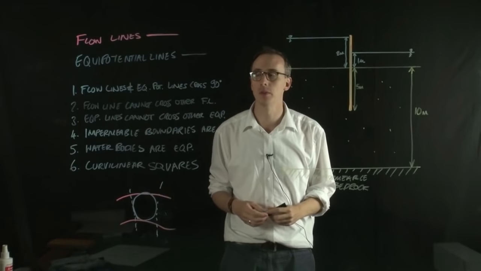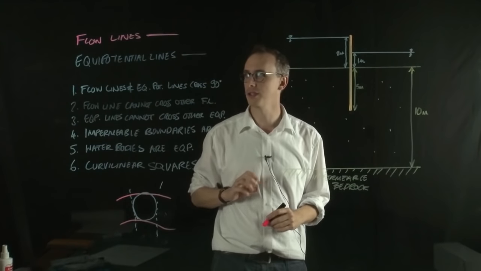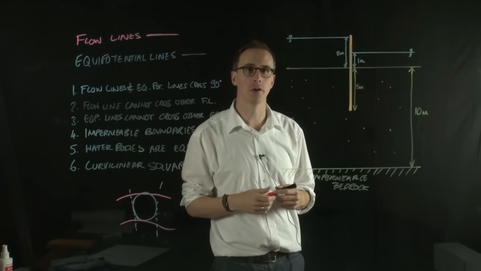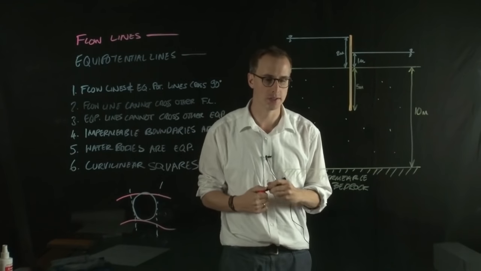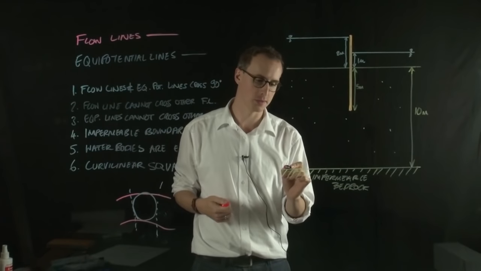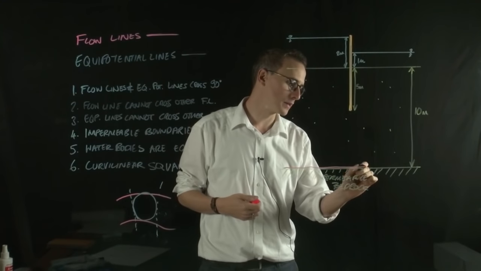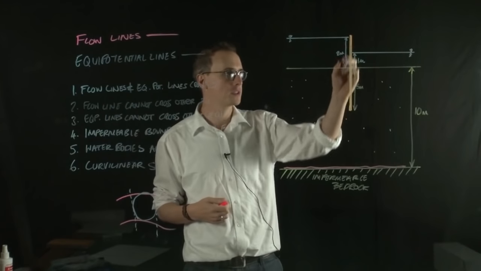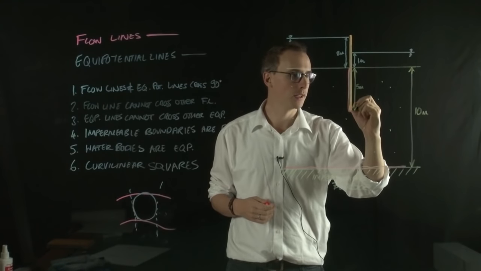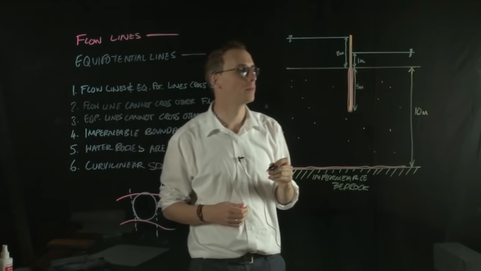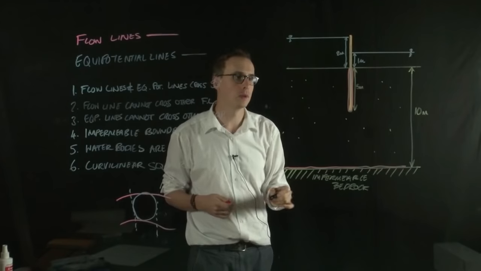So the best place to start with a flow net is with the realization of points 2 and 3, that impermeable boundaries are flow lines, and bodies of water are equipotential lines. So we can draw a flow line on the bottom of this profile, because this is an impermeable boundary. So that's our first flow line. And this sheet pile wall is also an impermeable boundary, so we can draw a flow line around here. So that means in this situation we have particles of water moving along this boundary as part of the water flow.